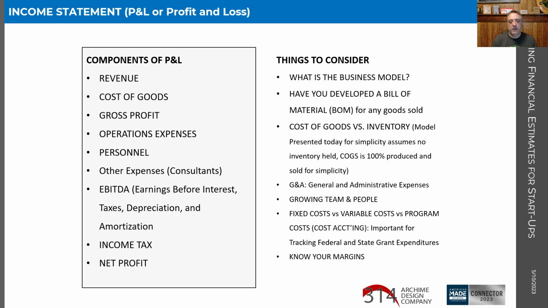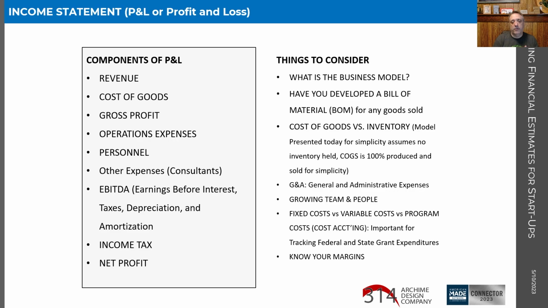General and administrative expenses, we're going to talk about those. And then, we talked about personnel and growing your team and people, and really understanding when and why you might need certain people. So we'll talk a little bit about that, what I think is important, and other timing of things. And people can be tough. That's where your biggest expense is probably going to be. So fixed costs versus variable costs versus program cost or cost accounting. We will talk a little bit about that.